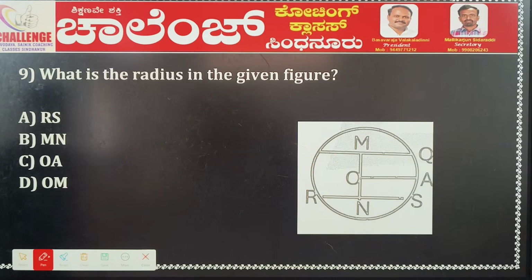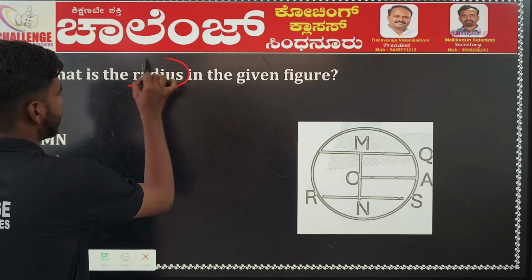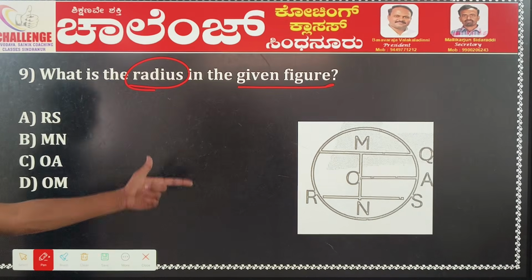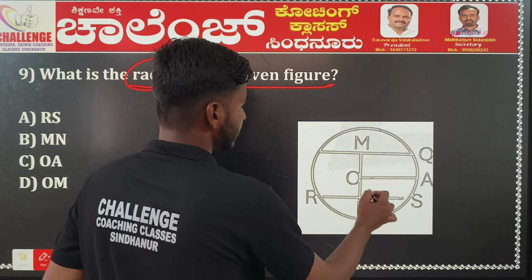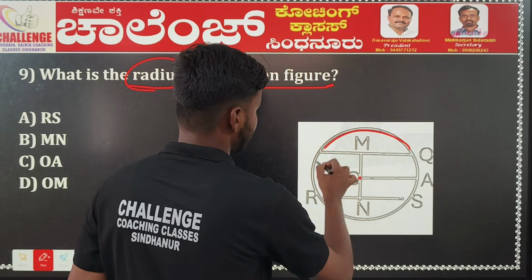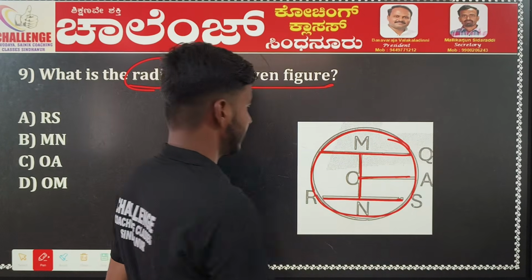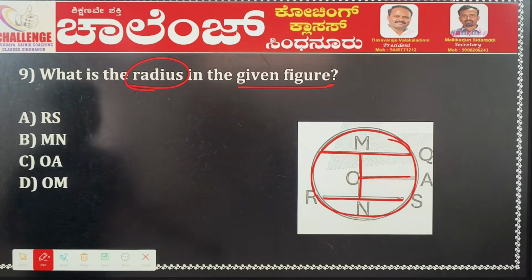Okay. Next question is, what is the radius in the given figure? We need to find the radius in this given figure. They are given that there is a circle here and there are some lines inside the circle. Okay, we need to find the radius.